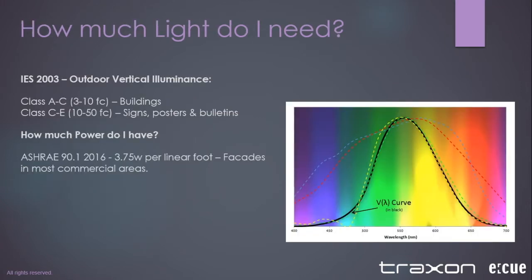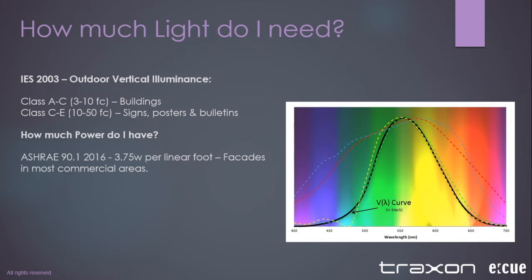The next big concern is how much light do you need? If we were talking about an illumination application, we'd go to our IES handbook and find we need maybe somewhere between 3 and 50 foot candles, depending on where this is going, what the other lighting considerations are in the area, whether we're trying to read something or it's just illuminating a building for security or visibility purposes. We'd also go to our code book and say, how much power do I have?